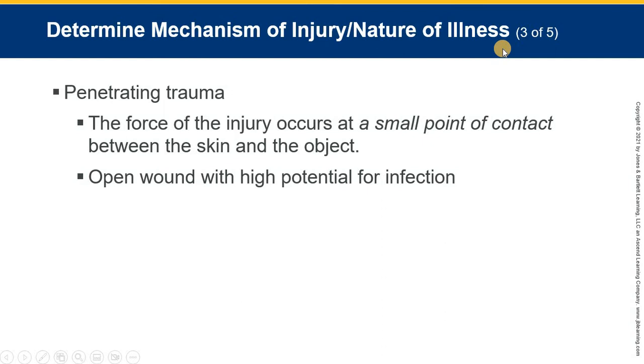For penetrating trauma, think gunshot wounds and stabbings. Basically, a small area is going to be the contact point. A knife is obviously small, but it can create a lot of damage. Any sort of open wound has a high potential for infection later on. We're not going to worry so much about that when you first respond to the call. You're going to try and treat things that are life threats, but be aware that they can get infections later.